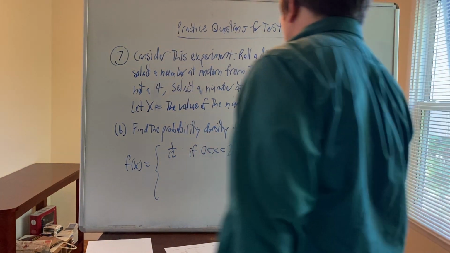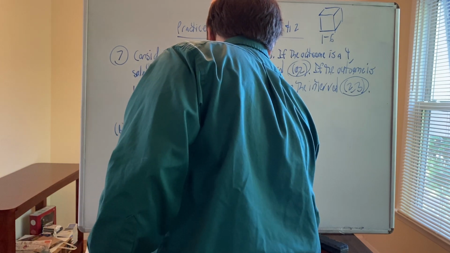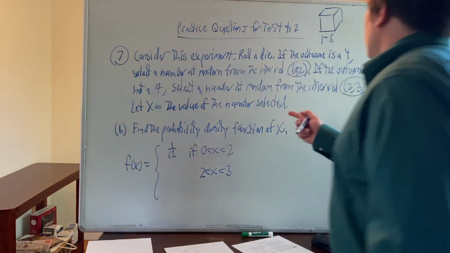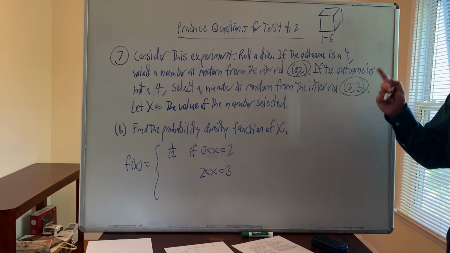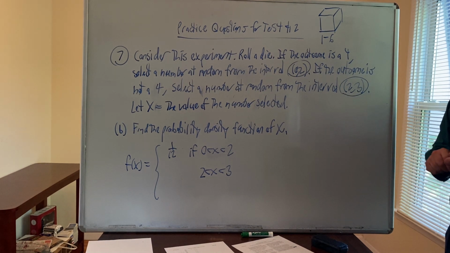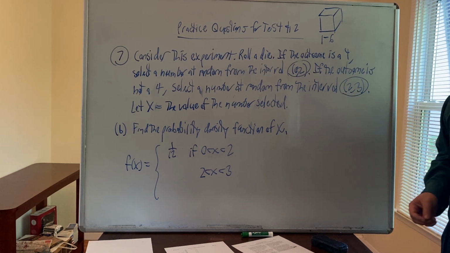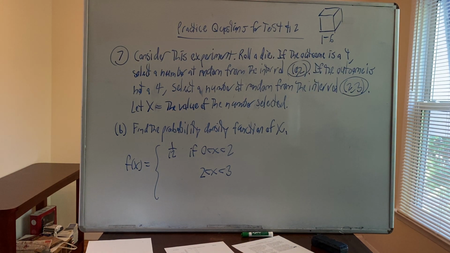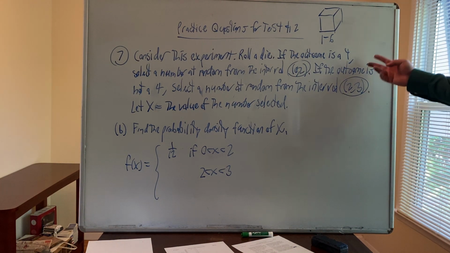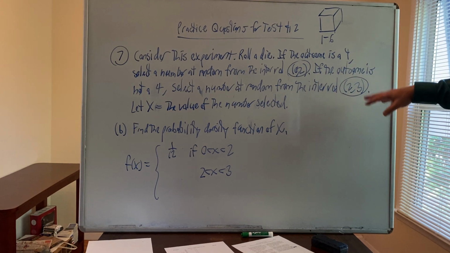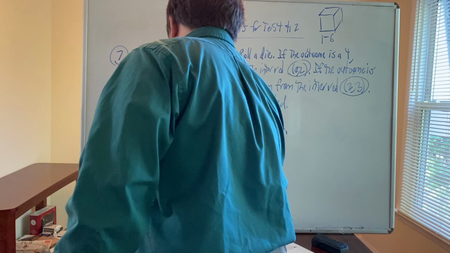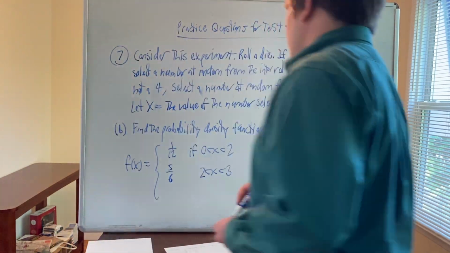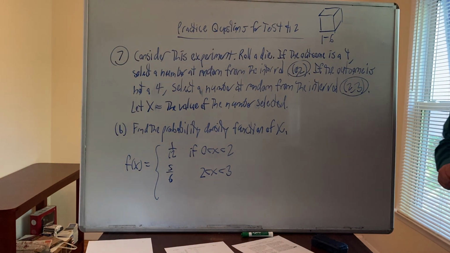And then if x is between 2 and 3, you only choose one of these numbers if the outcome is not a 4 on the dice roll. The probability of it not being a 4 is 5/6, right? 5 out of the 6 rolls are not a 4. The interval length is 1, so 5/6 times 1 over the length of the interval, which is 1, is 5/6. And so f of x is 5/6 if x is between 2 and 3, not including the endpoints.